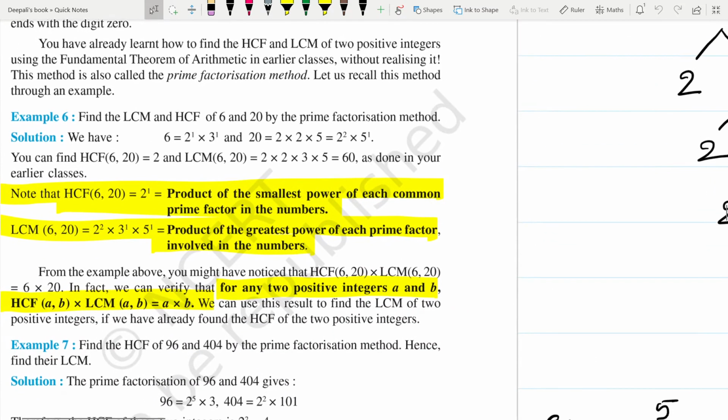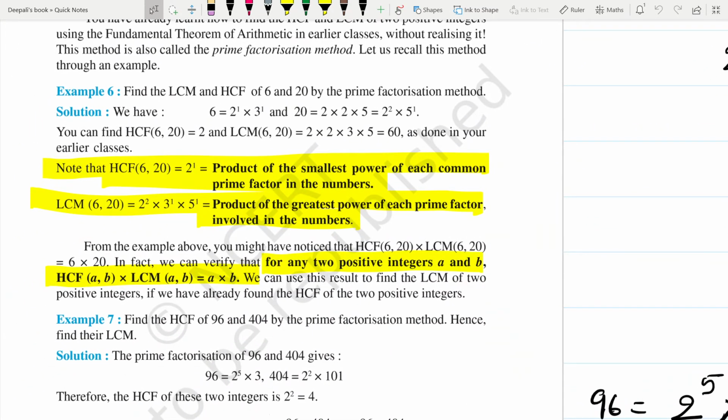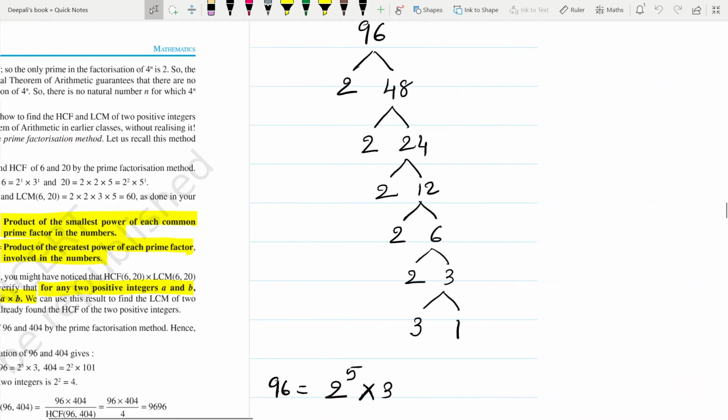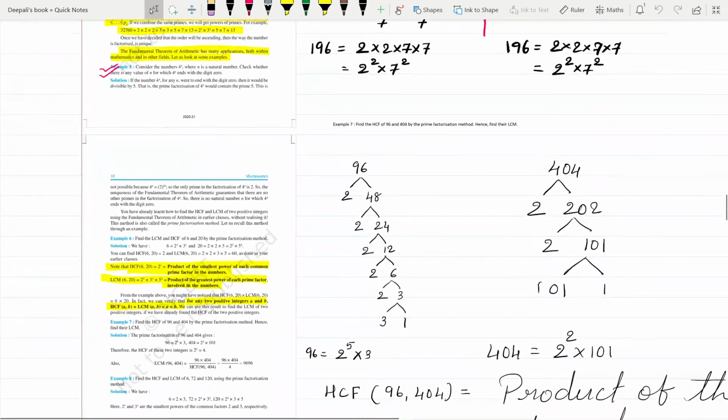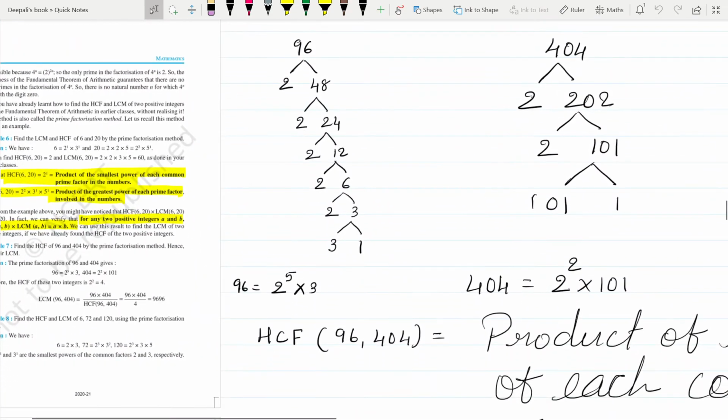And a formula can be formalized as: for any two positive integers a and b, HCF of a and b into LCM of a and b is equal to a into b, which is also termed as the product of two numbers is equal to its LCM into HCF. Now let us take an example, say the numbers 96 and 404, finding the LCM and HCF of these two numbers.